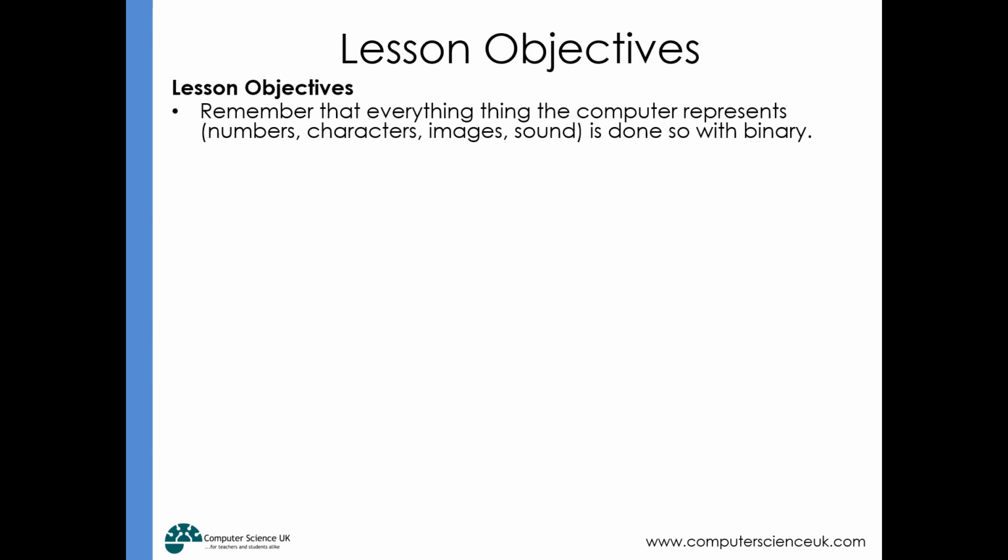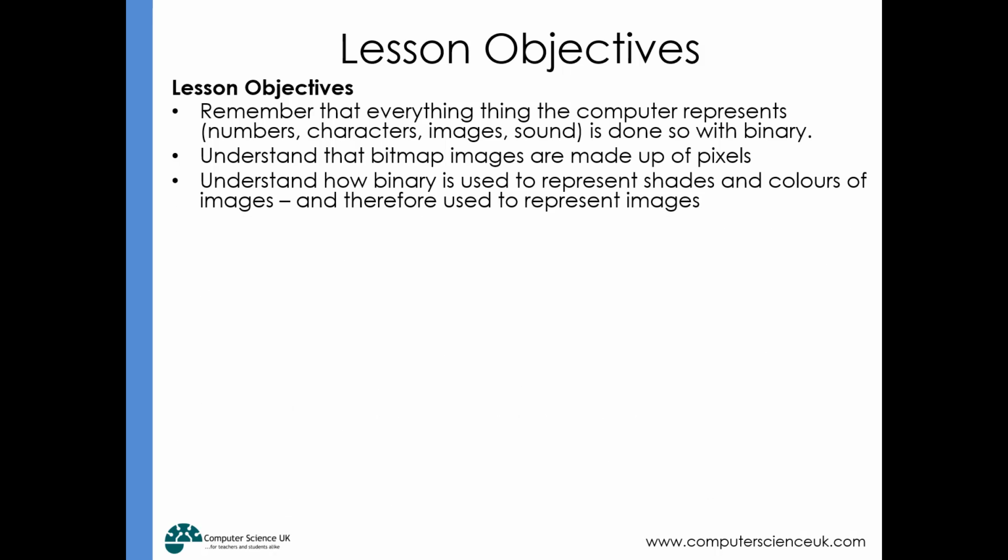In this lesson, remember that everything that can be represented in a computer, whether it's numbers, characters, images or sound, has to be done so in binary. We're going to understand what a bitmap image is and the idea that it's made up of pixels. And we're going to understand how binary is used to represent the shades and the colors of images and therefore represent each of the pixels within an image.